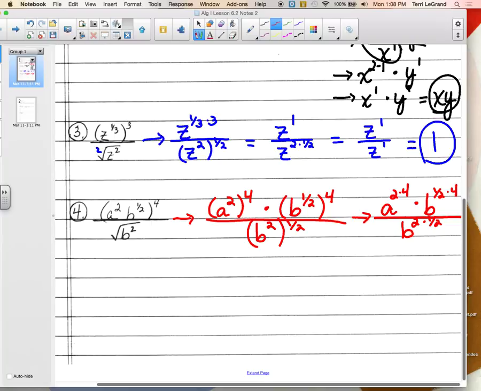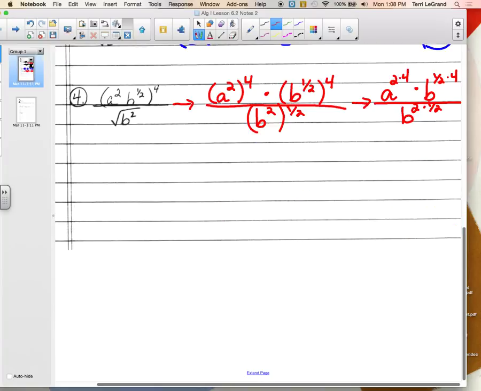Seems like a lot of writing and a lot of steps to go through, but if you take your time and do it this specifically, you will probably be more successful. Okay, so now we have A to the 2 times 4 power. What is that? Riley? A to the 8th. B to the 1/2 times 4 power, class. That's B to the second, since 1/2 of 4 is 2. Downstairs we have B to the 2 times 1/2, B to the first power.